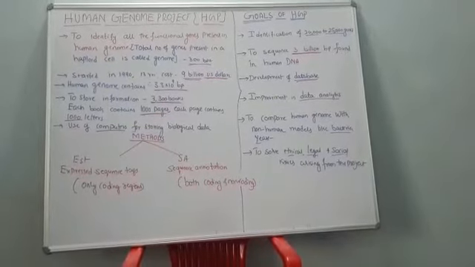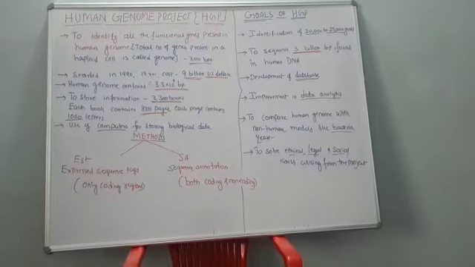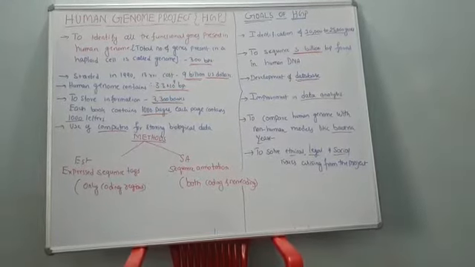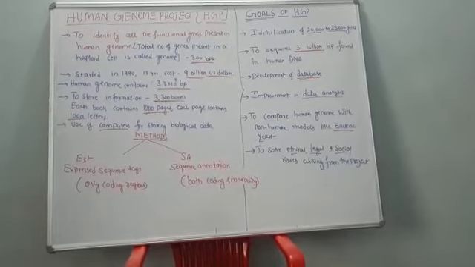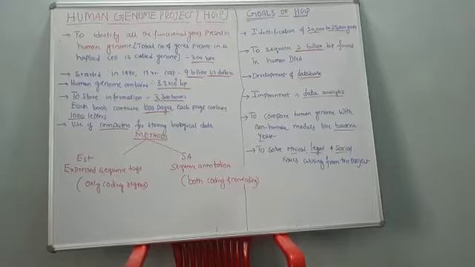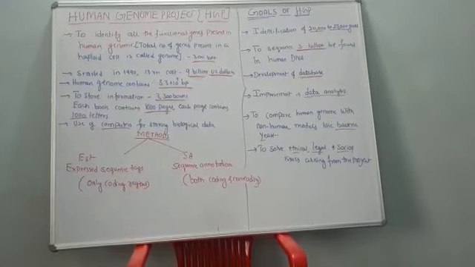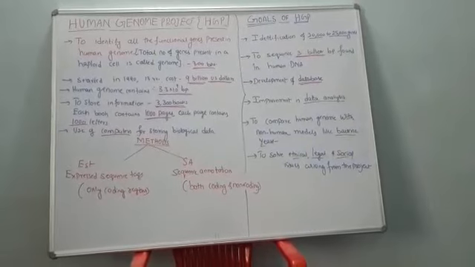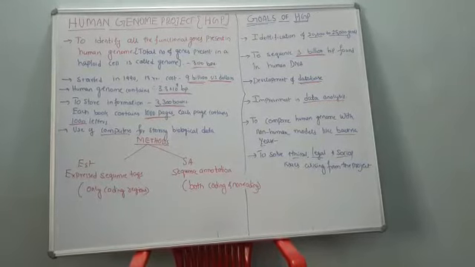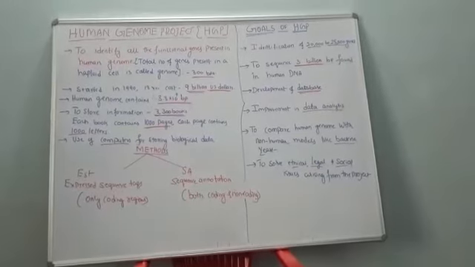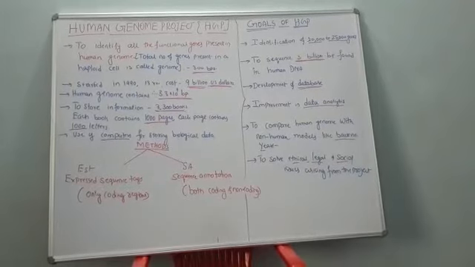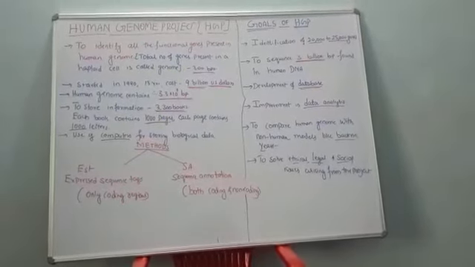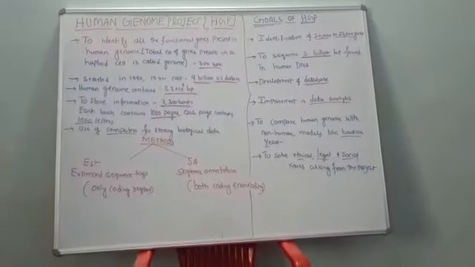So let me first tell you what is the human genome project. HGP is the abbreviated form. HGP is a scientific project concerned with the study of base sequences of DNA molecules of a complete set of chromosomes. The human genome consists of a haploid set of chromosomes. So what was the main aim of the human genome project? To identify all the functional genes present in the human genome.